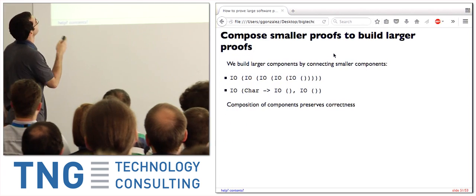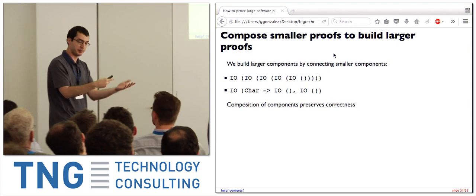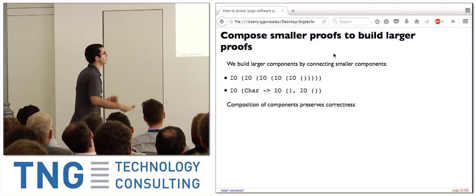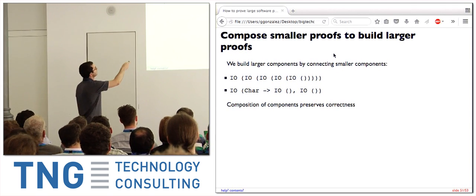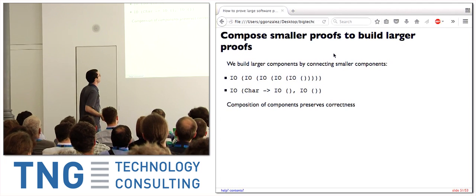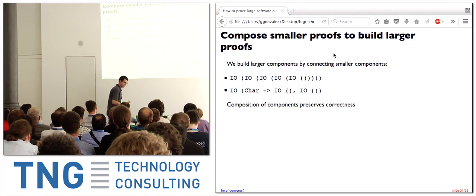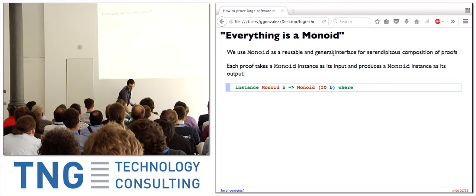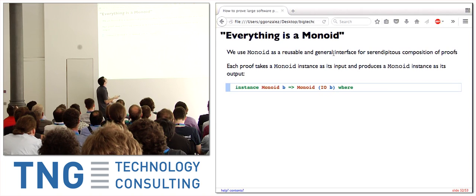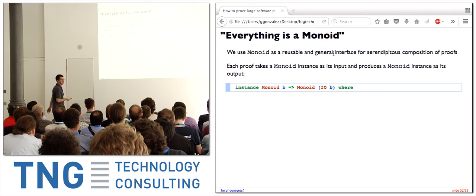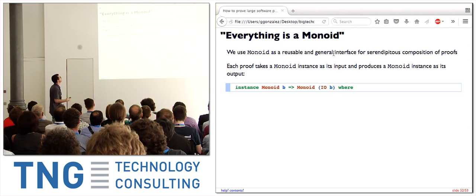In the Unix world, we build larger components by piping together smaller components. In the proof world, we build larger proofs by chaining together smaller proofs. And we know that composition of proofs will preserve correctness. And we provide a reusable interface. Monoid was the first example. Applicative is the second example. Didn't have a lot of time for that one, unfortunately.